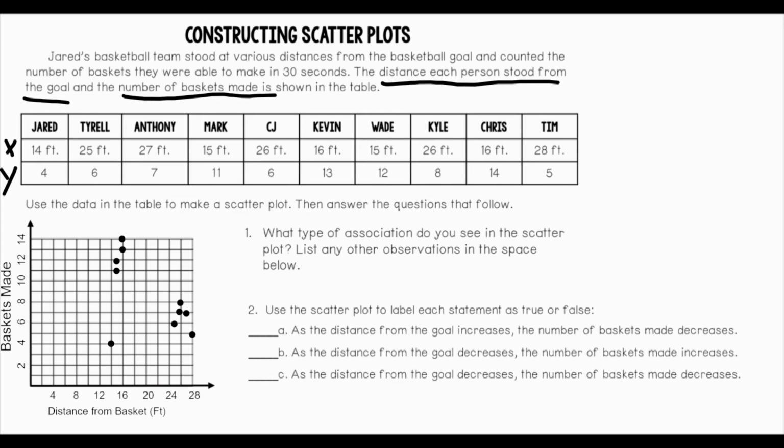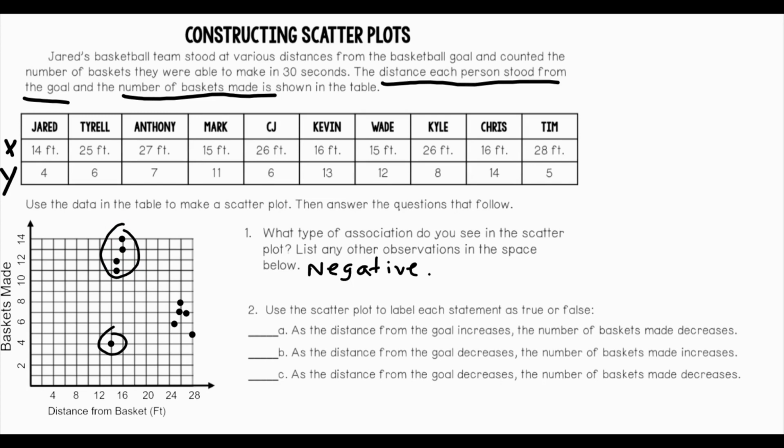So what type of association do you see in the scatter plot, and list any other observations in the space below? I can see that it's going in a downward trend, so this looks like a negative association. Now there are two other things that I notice in my scatter plot. This point here is what we call an outlier. It doesn't follow the overall trend of my data. Most people who were 12 to 16 feet from the basket belong in this category. So this person made fewer shots than all the other people from the same distance.